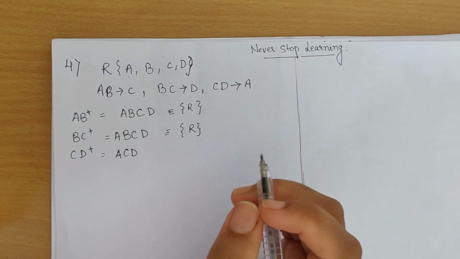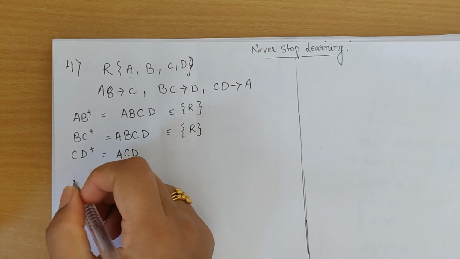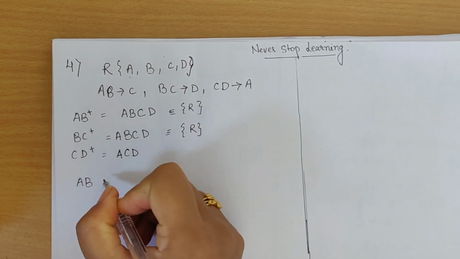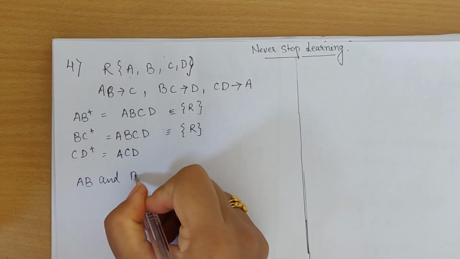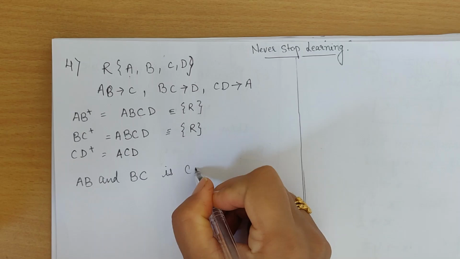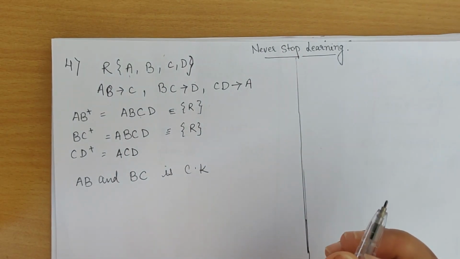Fine. Now what will be our candidate key now? Our candidate key will be AB and BC. This is sure that AB and BC is our candidate key. There is no problem in that.